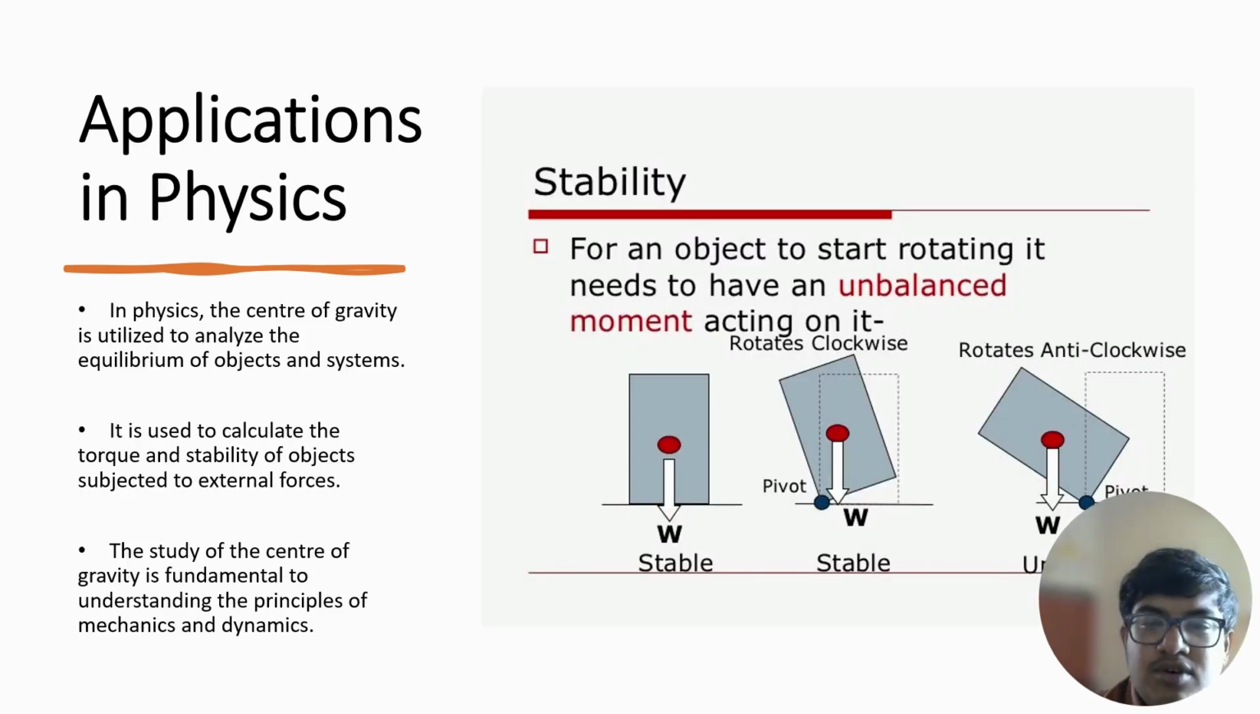Let us know a few applications in physics. In physics, the center of gravity is utilized to analyze the equilibrium of an object in a particular system. So it is used to calculate the equilibrium, but it is also used to calculate the torque and stability of a subject when it experiences external force on it. It also helps in the study of center of gravity.